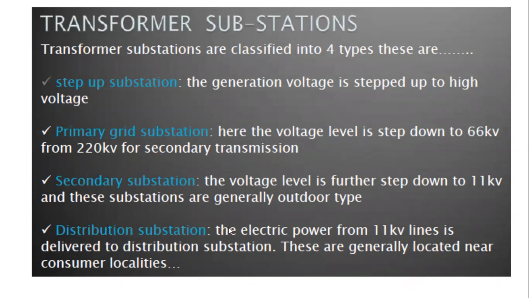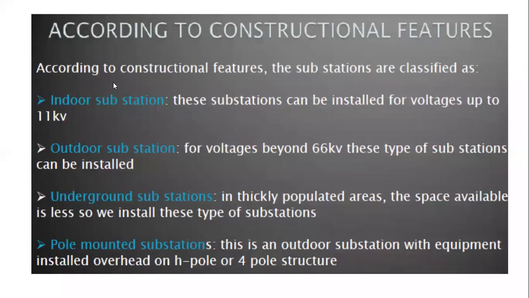Next one is the distribution substations. The electrical power from 11 kV lines is delivered to the distribution substations. In the distribution substations we are using the 11 kilovolt lines. These are generally located near the consumers.